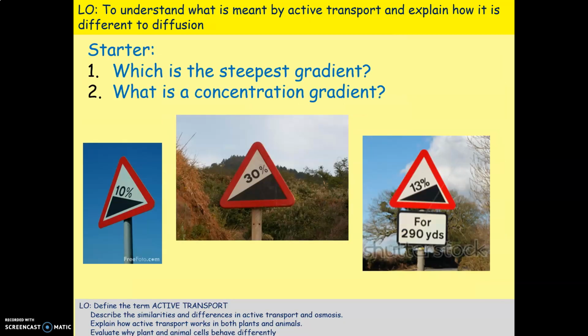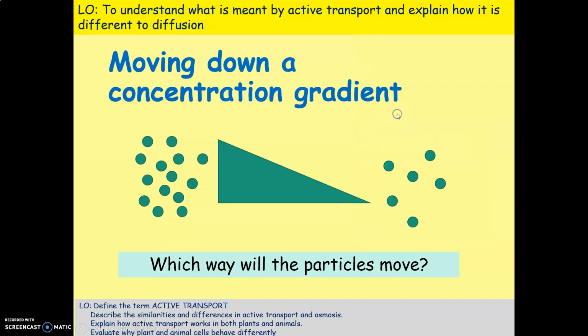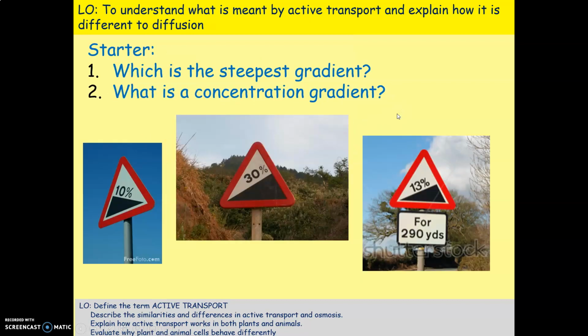Okay, starter. Which is the steepest gradient? So out of these 3, which is the steepest? Question 2. What is a concentration gradient? Amazing. Okay, so the steepest is the 30% triangle. Excellent. Well done. So what is a concentration gradient?